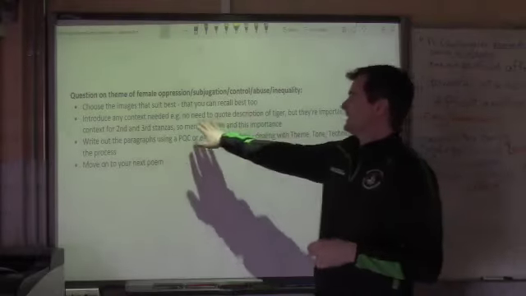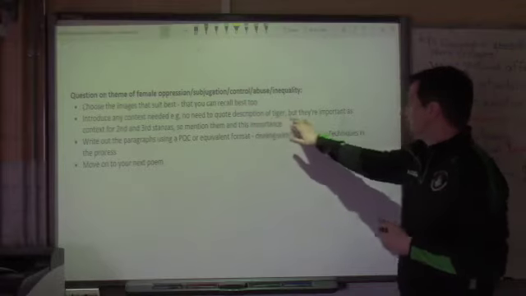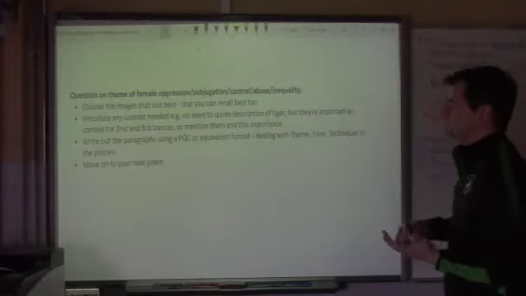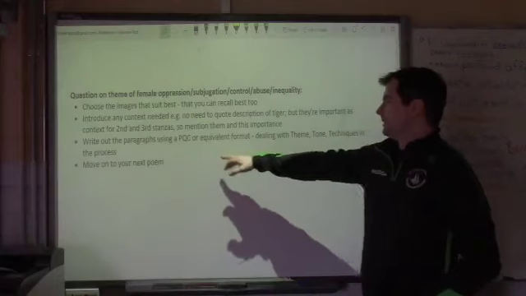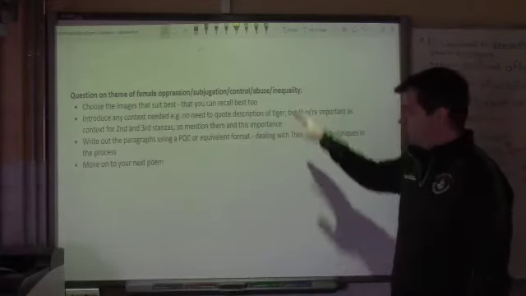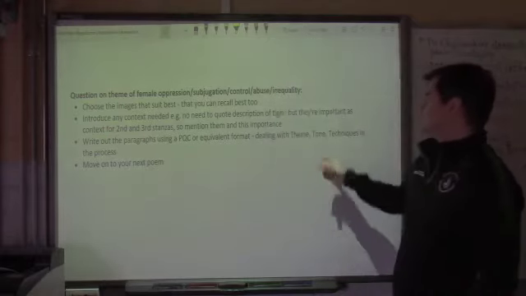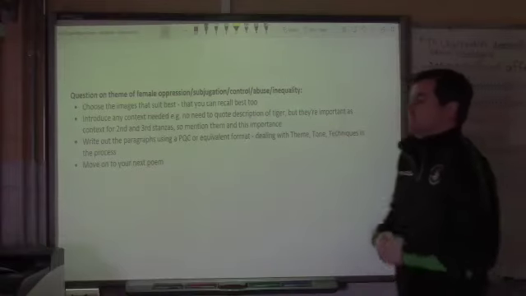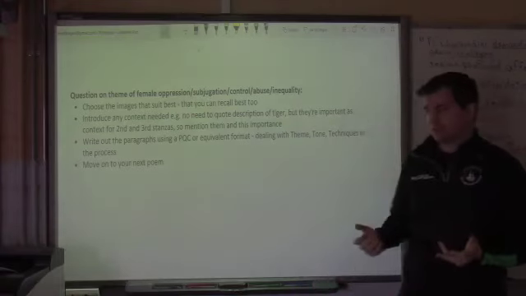You introduce any context needed. So for example, as I said, there's no need to quote the description of the tiger, but they're important as context for stanza 2 and 3, which would probably be the main focus of your question. So mention them and why they're important. You write out the paragraphs using PQC or equivalent format. You're dealing with theme, tone and techniques, as I've tried to do in all of those there. And as I said, if you're stuck, I think tone is a good place to start. How do people feel about it? What feelings are expressed by the poet? What feelings is Jennifer going through at different points?